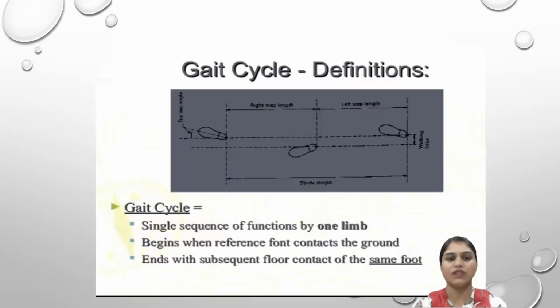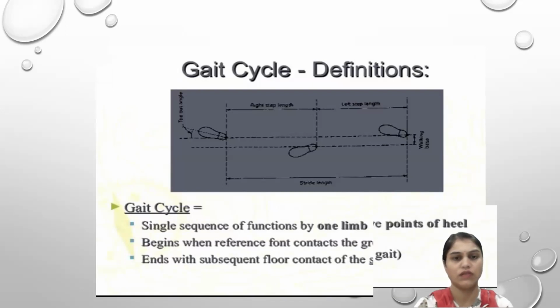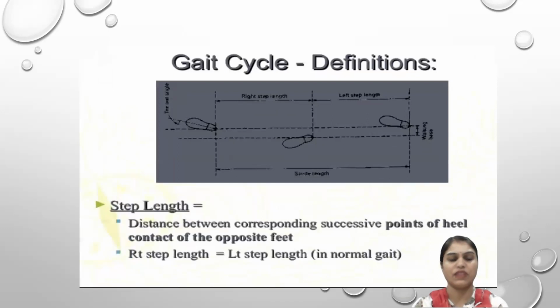Gait cycle definition. The gait cycle is a single sequence of functions by one limb. It begins when the reference foot contacts the ground and ends with the subsequent floor contact of the same foot. The step length is the distance between corresponding successive points of heel contact of the opposite feet. Right step length is equal to left step length in normal gait.